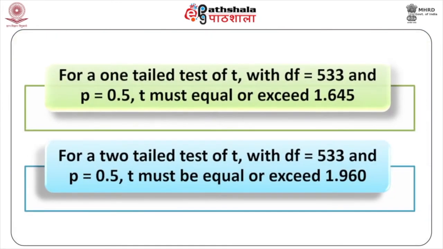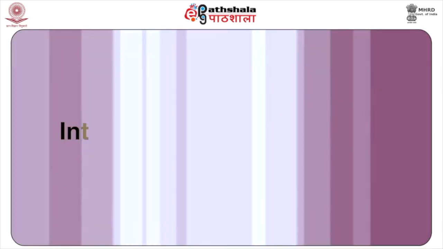For a one-tailed test of t with degrees of freedom equal to 533 and p equal to 0.05, t must equal or exceed 1.645. For a two-tailed test of t with degrees of freedom equal to 533 and p equal to 0.05, t must equal or exceed 1.960.